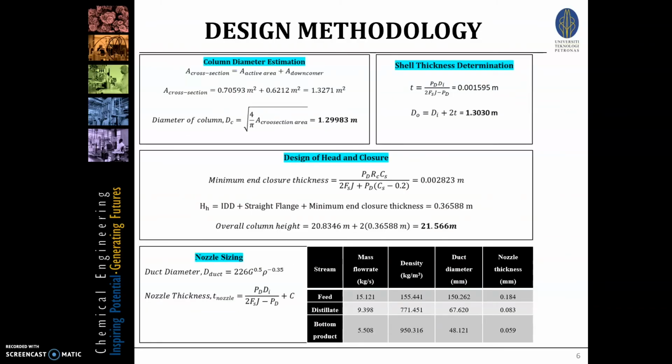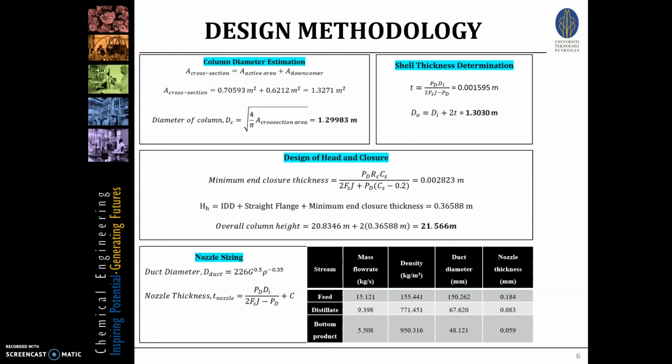Besides that, the inner diameter of the column is estimated, since the column is assumed to be cylindrical, and therefore the diameter is calculated to be 1.29983 meter. Moreover, the shell thickness is included in the methodology in order to determine the outer diameter of the column. With the shell thickness of 0.001595 meter, the outer diameter of 1.3 meter is obtained.